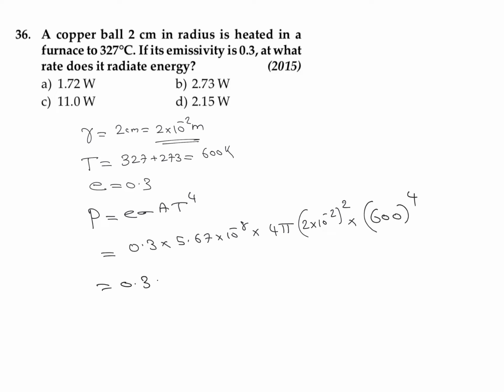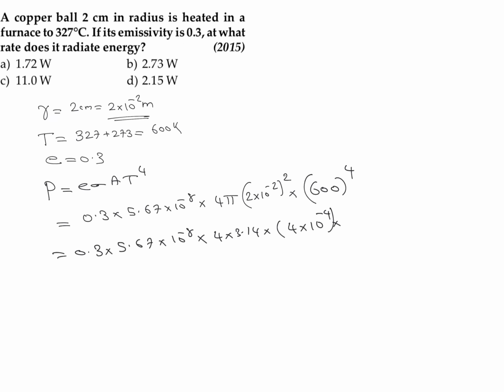So you can write this as 0.3 into 5.67 into 10 raised to minus 8 into 4 into 3.14 into 2 raised to 2, which is 4 into 10 raised to minus 2 squared, that is 10 raised to minus 4, into the value of 6 raised to 4, which is 1296, into 100 raised to 4, or 10 raised to 2 raised to 4, that is 10 raised to 8. So you can cancel this 10 raised to 8 and this 10 raised to 8, and if you further calculate it, you'll get around 11.07 watts.